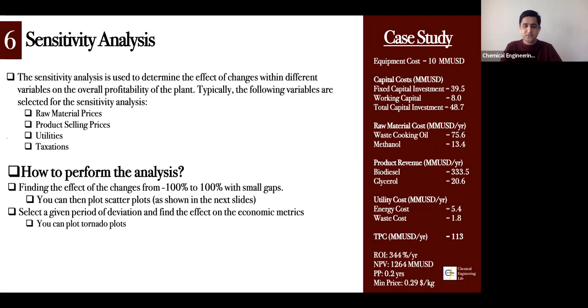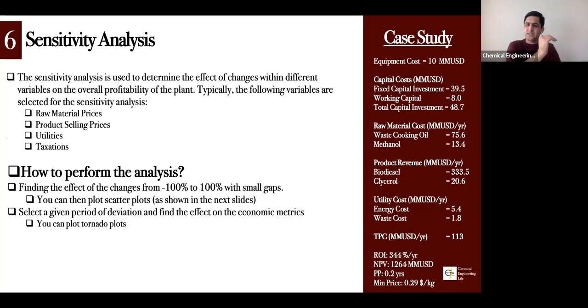So therefore, what you do is that you select an interval, you select the percentage deviation within each of these variables. So then you say, there are two ways of doing it. The first way is that you go from -100 to +100. So you select a value, the waste cooking oil, for example. Let's say the cost is 0.2. You decrease it all the way up until -100.